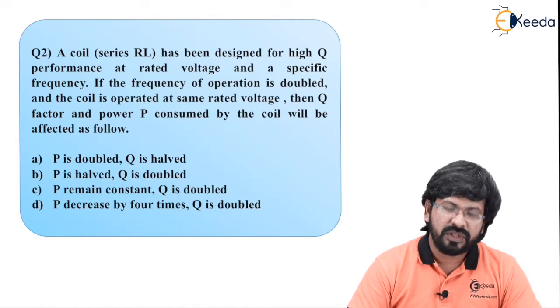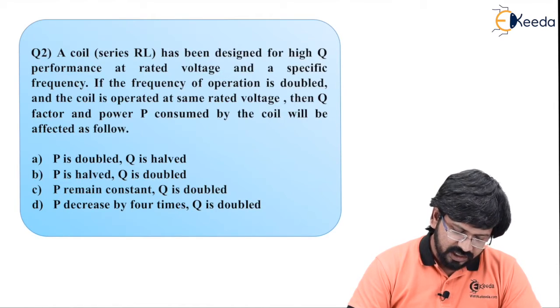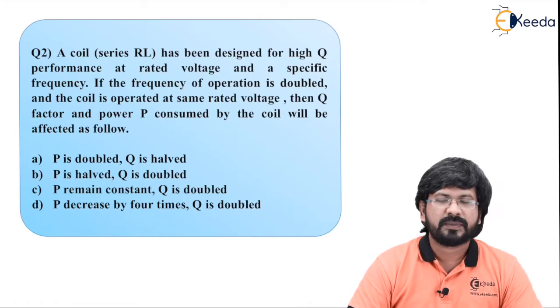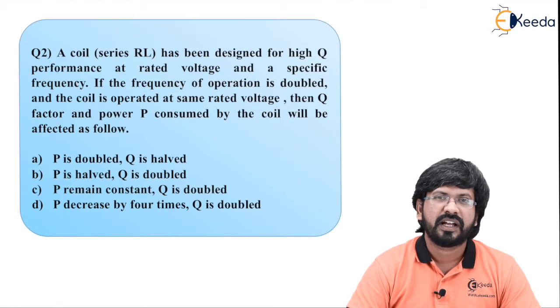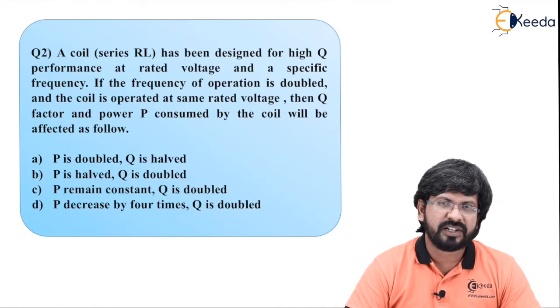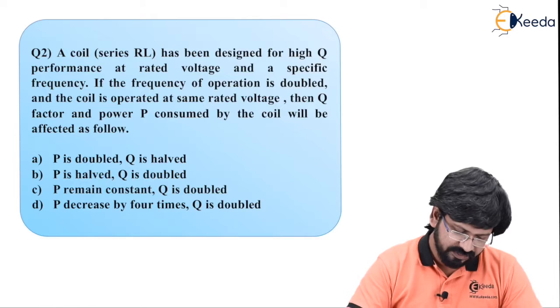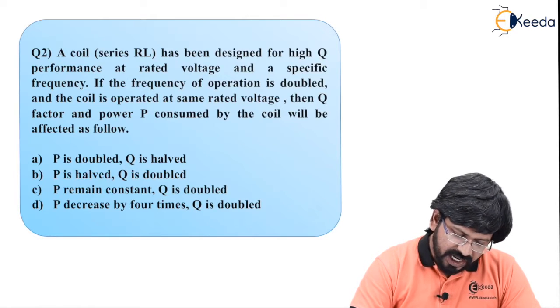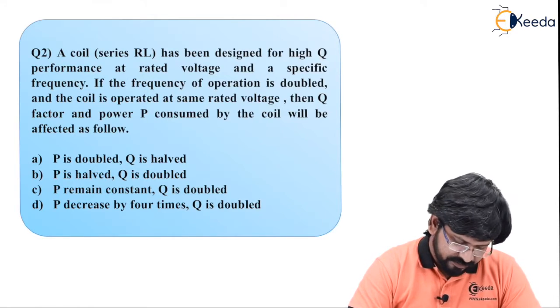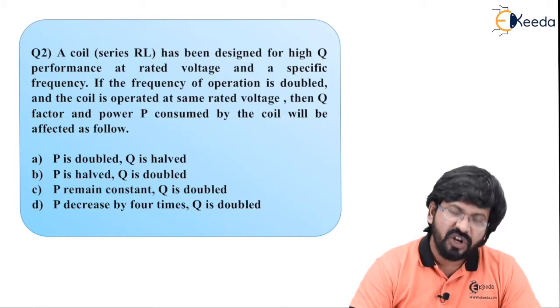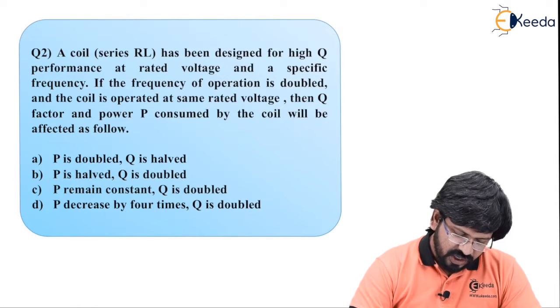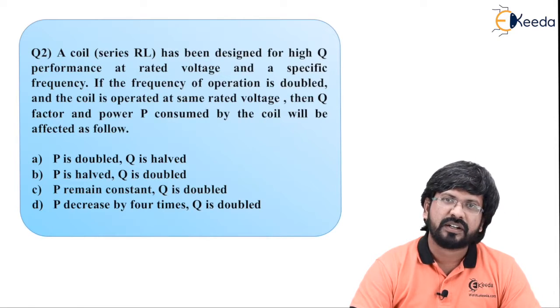Question number 2 is appeared on your screen. It says a coil, that is series RL circuit. Please remember, whenever they say coil, it is by default RL circuit, because coil consists of inductor and every coil has got its internal resistance, which is R. So, it is always RL circuit. Has been designed for high Q performance. Q means quality factor at rated voltage and a specific frequency. If the frequency of the operation is doubled, then coil is operated at same rated voltage, then the Q factor and power consumed by the coil will be affected as follow.